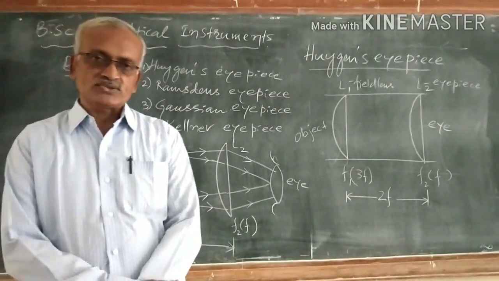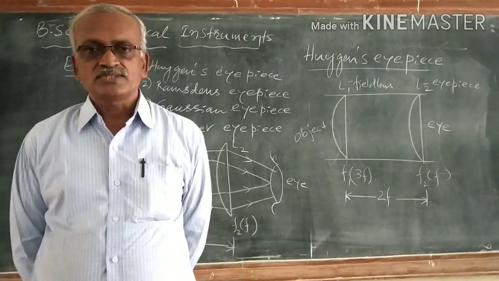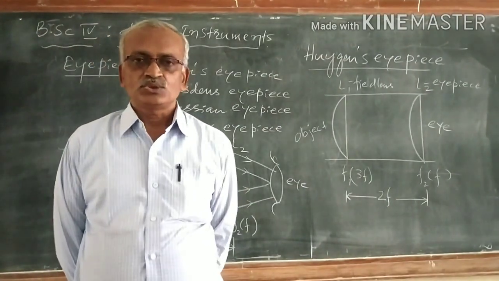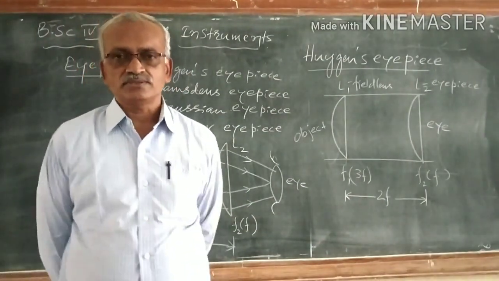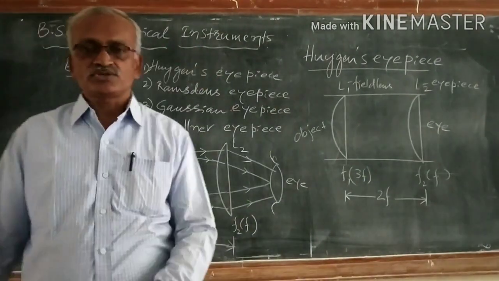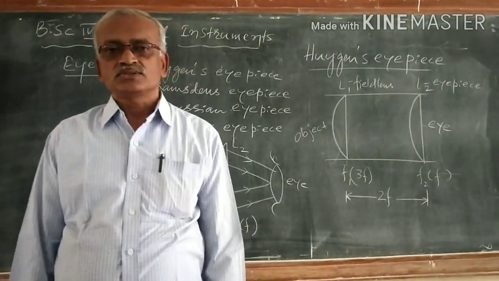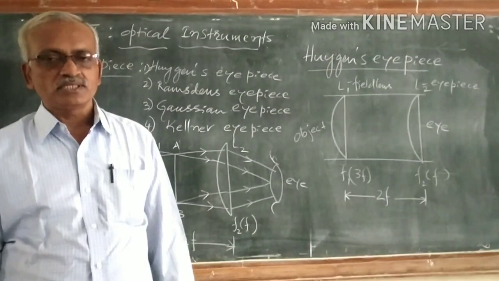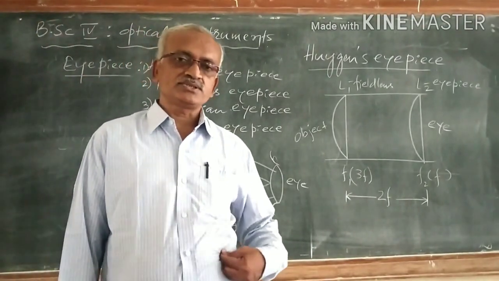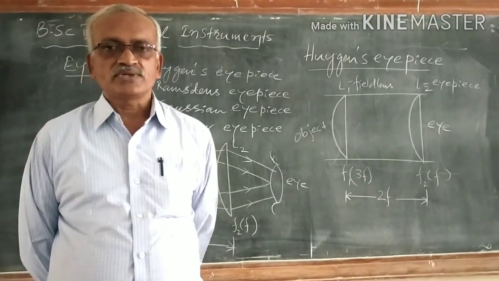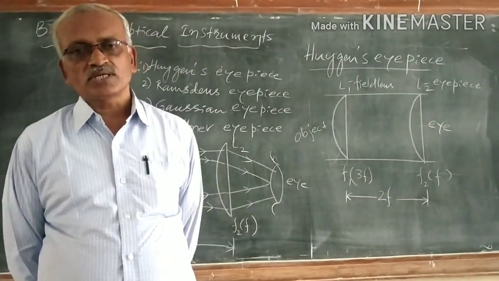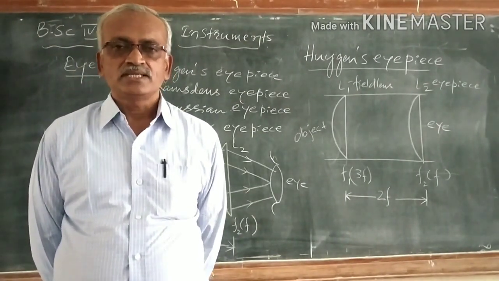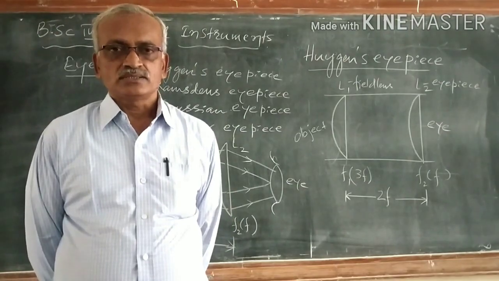Instead of using two lenses, if you use only one lens, aberration will occur. In the previous class, we discussed aberration in the same optical instruments chapter. There are two aberrations, chromatic and spherical. Chromatic aberration is due to different colors, so the image is not clear and will have different colors. Another one is spherical aberration.